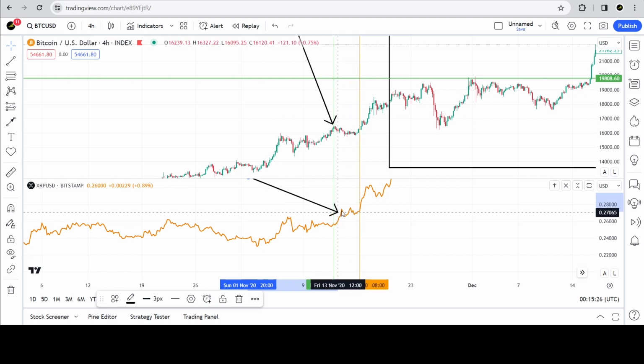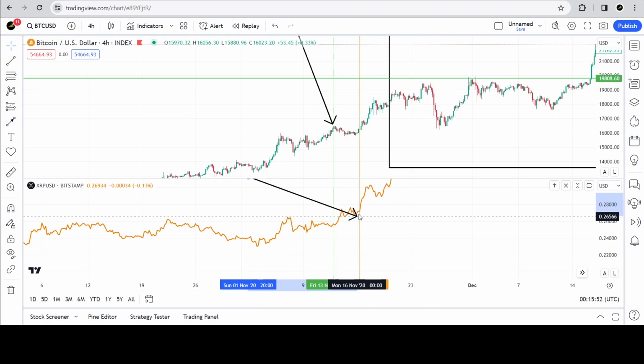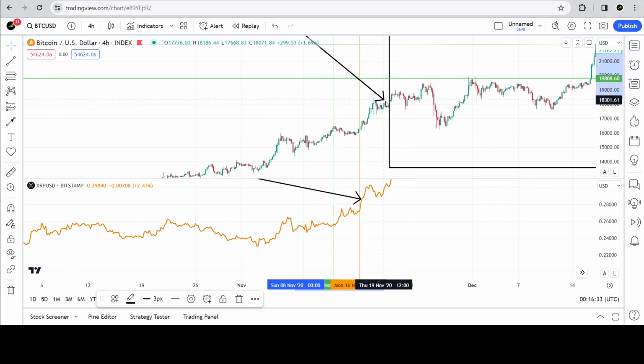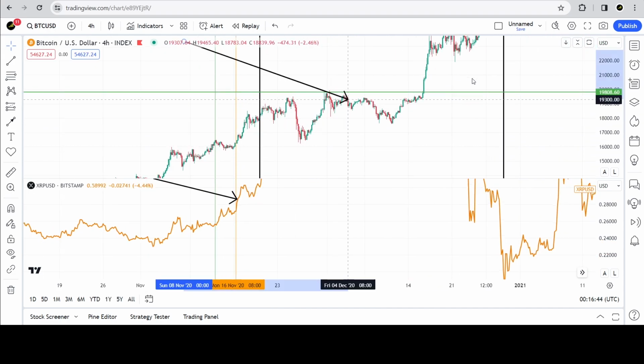So XRP has completed this little correction right here. That is this correction right here. We are now just beginning this move up right here, which is somewhere in here. So this gap right here has actually been closing, but whether it closes or not, it's amazing that we are basically repeating what took place in November 2020. But it is here where the Great Fakeout begins and it ends over here.